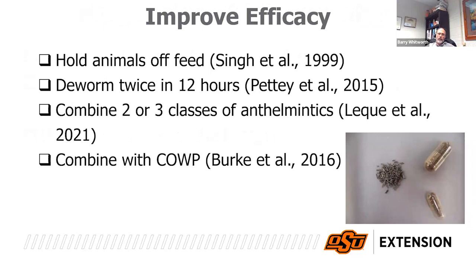It works very well. We have actually used this at the meat goat forage buck test that we do at Wilburton, and we'll add a copper oxide wire particle to this, and it has worked very well on those goats that we have to deworm. And these goats will have a fecal egg count of above 2,000 before we'll deworm them in that test. And we found that we really reduce those egg counts the next time we check them. So combining 2 or 3 classes of anthelmintics is probably one of the best ways to get the best efficacy out of your dewormers.